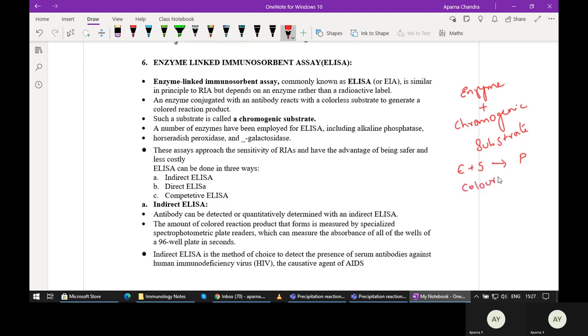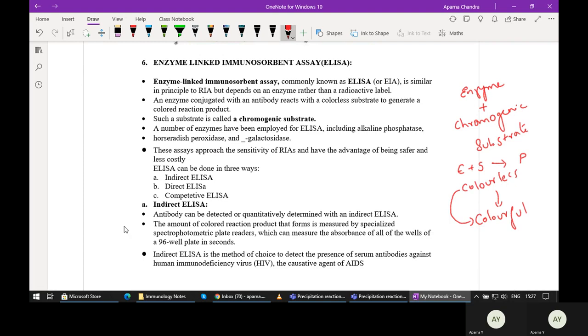the substrate that is initially in the colorless form, when it is acted upon by an enzyme, turns into a colorful product. So the change in the color is taken as the positive result. So that is the principle of the ELISA technique.